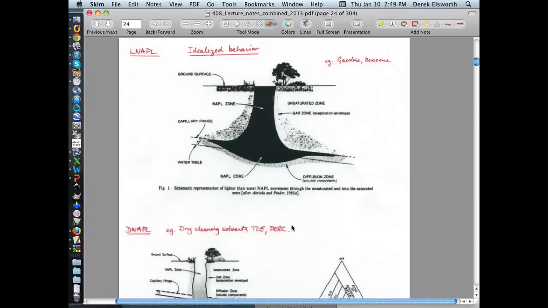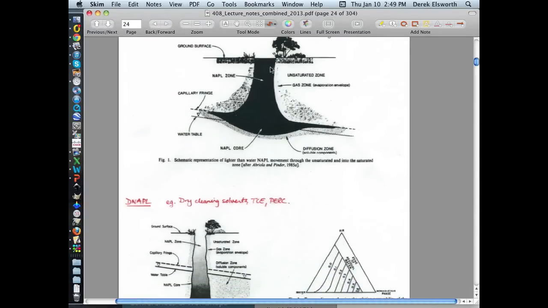And so this figure explains exactly that. This is the zone where you have this smear. You can't really see it very well here, but this is a lens that sits on top of the water table, which does something like this.